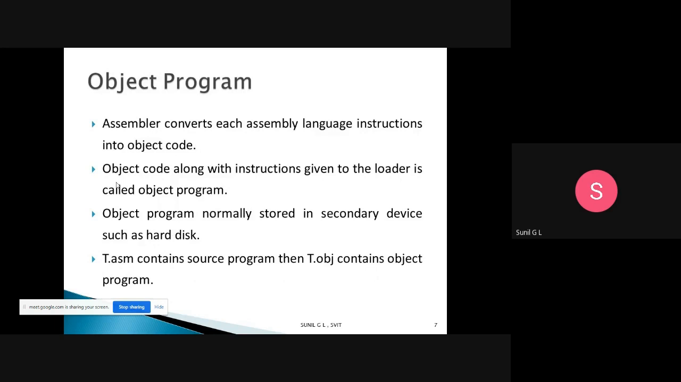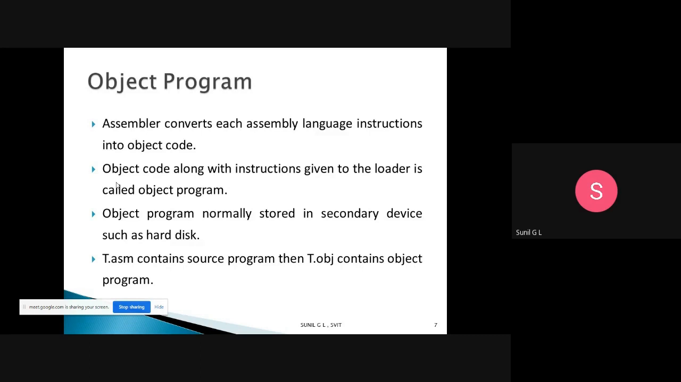Next, we have discussed what we mean by assembler, and what the functions of assembler are. After that we need to discuss what the object program is. We know that the object program is nothing but machine level instructions. What all the things are there in the object program, we will discuss in detail.